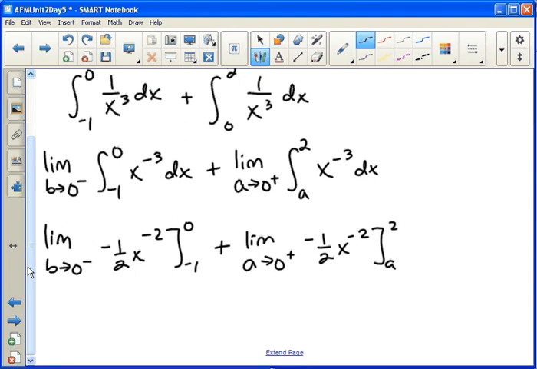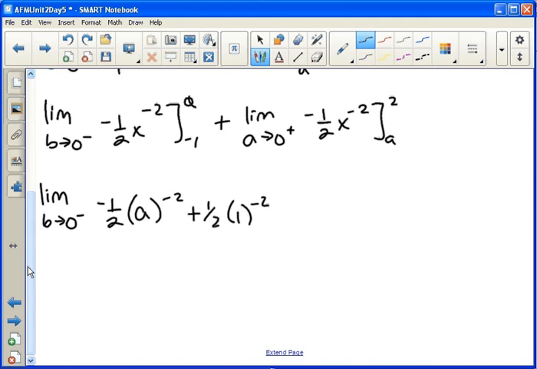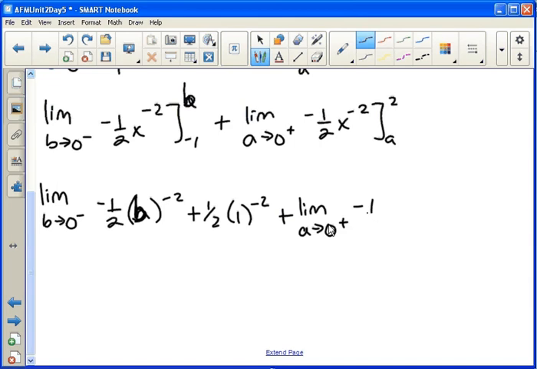Now we plug in the top. Sorry, this should be an a, my fault. a to the -2 minus a -1/2, 1 to the -2, plus the limit as a approaches, b is where I should be. I'm sorry, it doesn't really matter what letters you're using, but good to stay consistent. Limit as a approaches 0 from the right of -1/2, 2 to the -2, minus a negative, so plus 1/2 a to the -2. Okay, so I've got to do these two separately because it's two different limits.